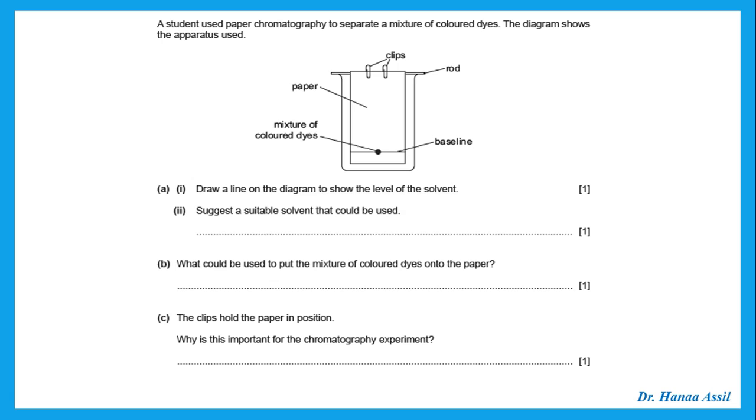A student used paper chromatography to separate a mixture of colored dyes. The diagram shows the apparatus. Draw a line on the diagram to show the level of the solvent. So he's showing me where the baseline is, where he put the dye, the spot of dye, where will be the level of the solvent. We said the level of the solvent has to be below the baseline.